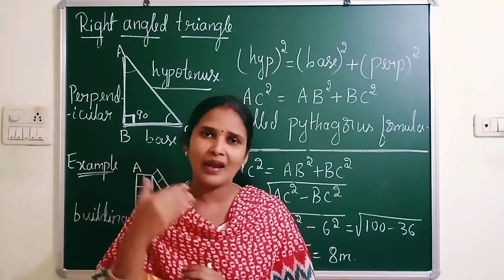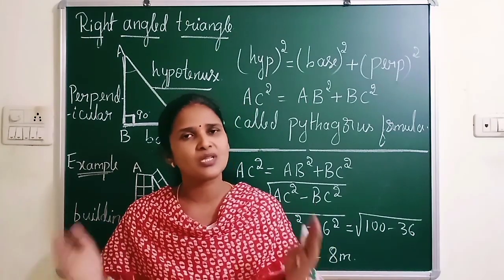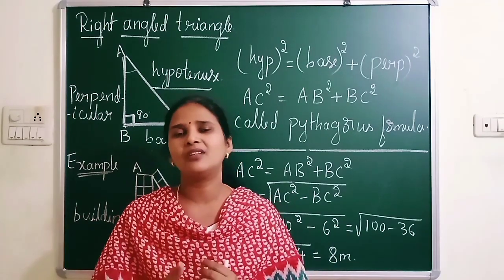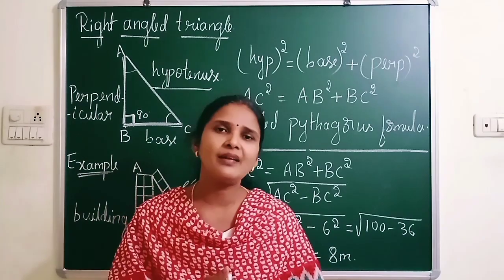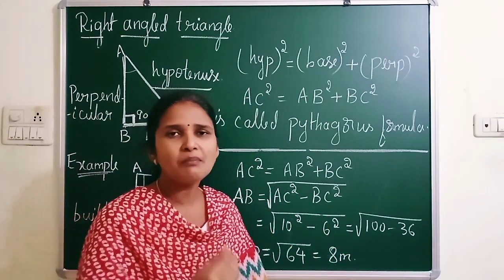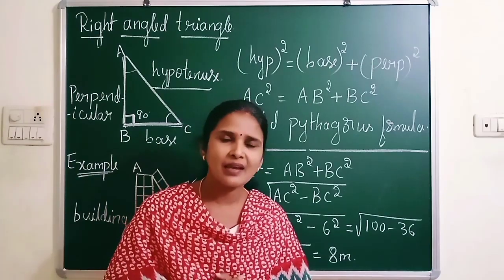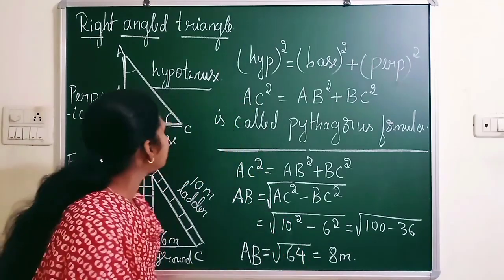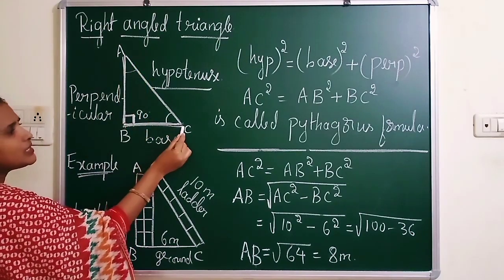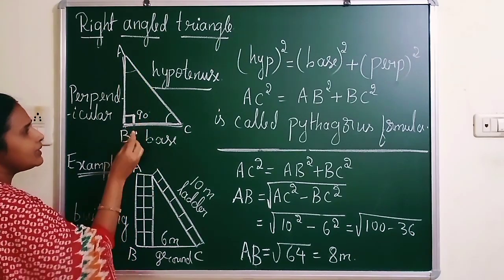Both uses are the same, so why do we need trigonometry even though we have the Pythagoras formula? To understand that, first let me explain what the Pythagoras formula is and some applications where we use it. Here I have drawn the triangle ABC. Here angle B is 90 degrees.